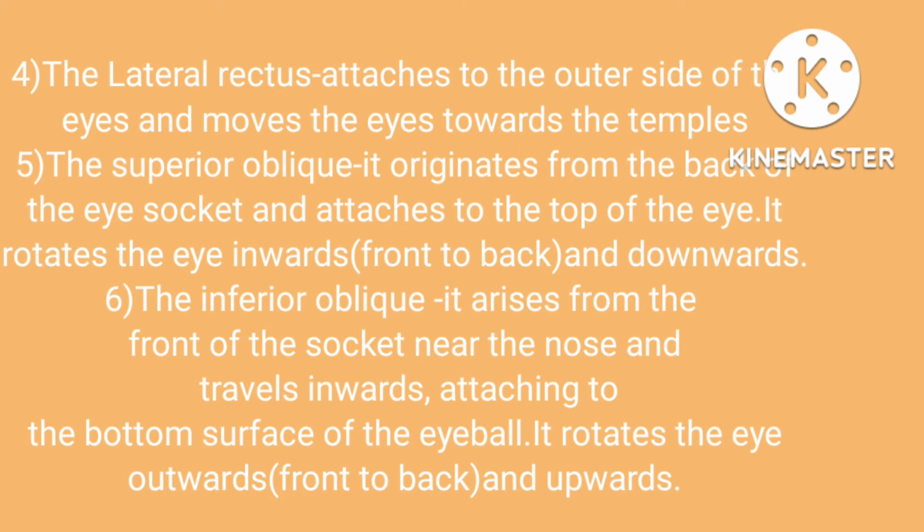Number 5. The superior oblique. It originates from the back of the eye socket and attaches to the top of the eye. It rotates the eye inwards, front to back, and downwards. Number 6. The inferior oblique. It arises from the front of the socket near the nose and travels inwards, attaching to the bottom surface of the eyeball. It rotates the eye outwards, front to back, and upwards.